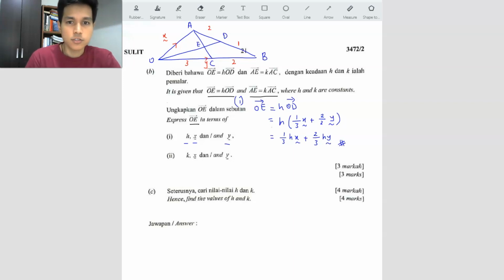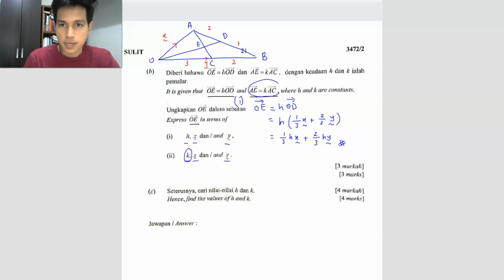Okay. Now the second one here, they ask for in terms of k, x and y. So here they only want k. So that means you have to use your second equation here. Okay. But this equation is in terms of what? They got AE, right? They never give you OE. You want to find OE, but they only give you AE. So that means you need to form an equation using AE. Okay. So AE is this part.